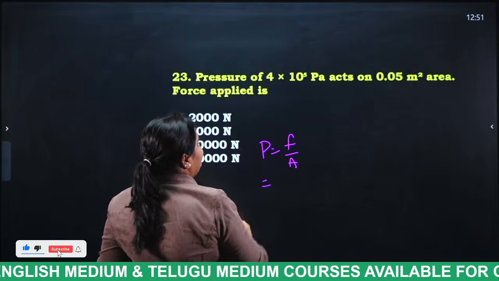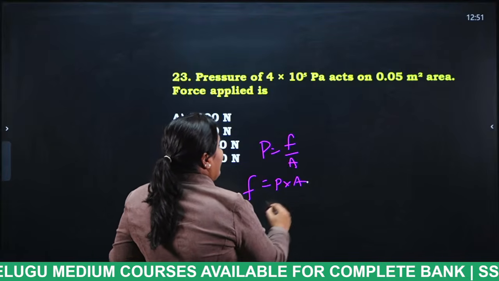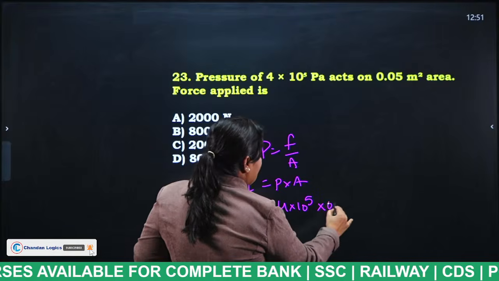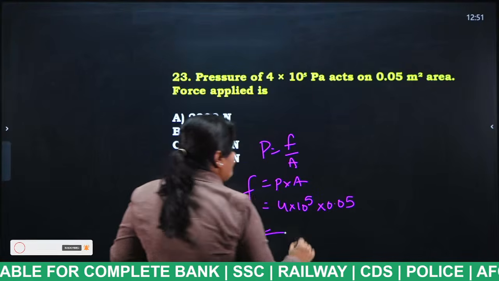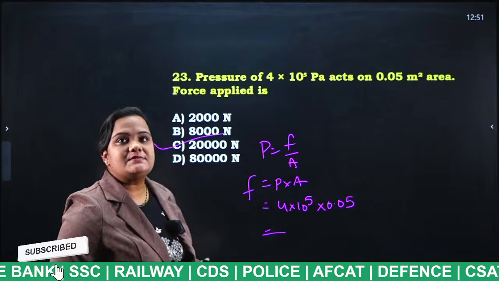What do we have to find here? We have to find the force. Now what will you get? Force is equal to P into A. And what is P? 4 into 10 power 5. And what is the area given? 0.05. So finally what is going to be the answer, students? 20,000 newtons.